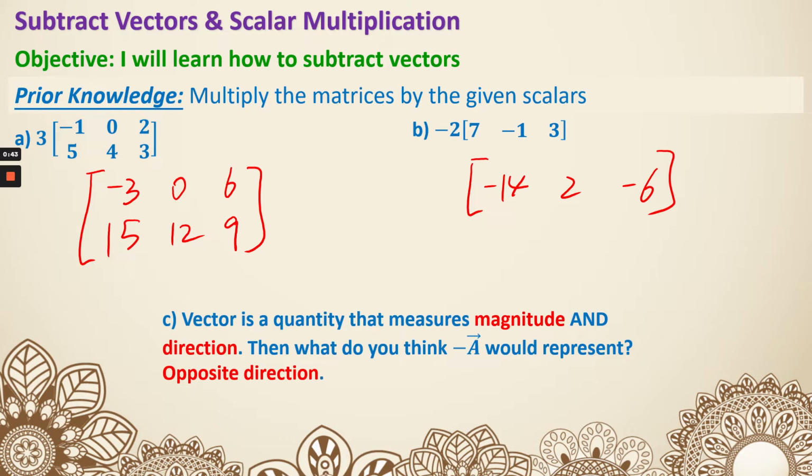For part C, that's something we have learned in the last lesson. A vector is a quantity that measures magnitude and direction. Then, what do you think a negative vector A would represent? It would actually represent A, but the negative sign indicates that it is going in the opposite direction. And that's kind of how subtraction will work.